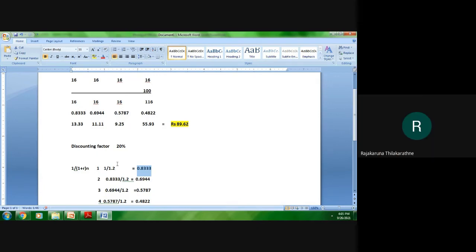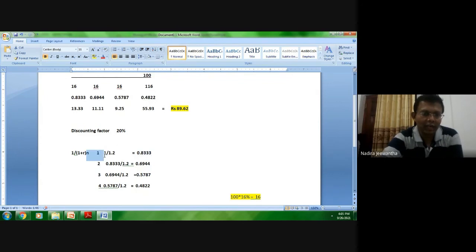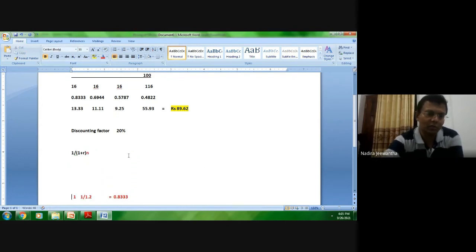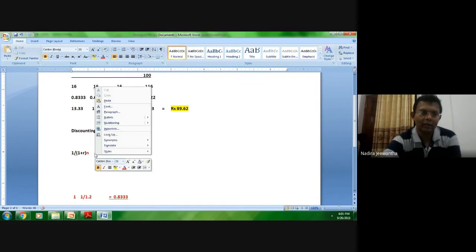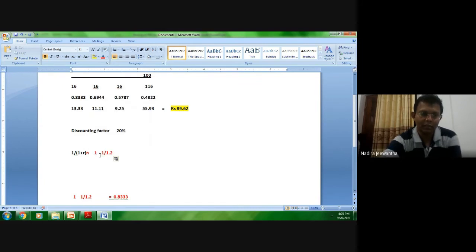No. Basically, this is the method I have given for your convenience only, but actually you should do this. This is how you do this. The first one comes here. If you want to apply the formula, this is the first one: 1 divided by 1.2 to the power 1. 1 divided by 1 plus r to the power n.